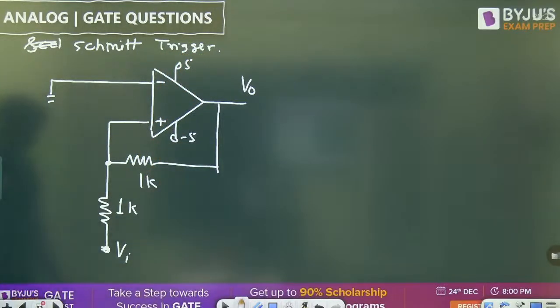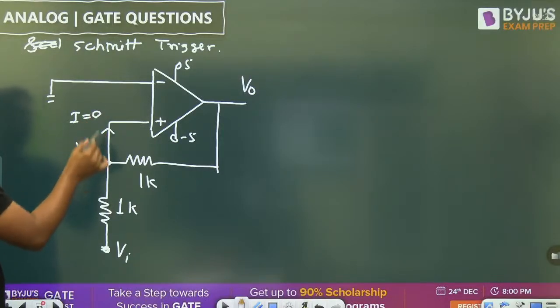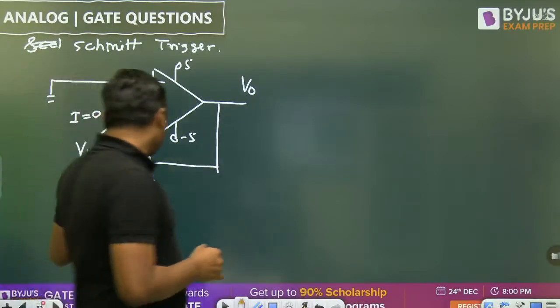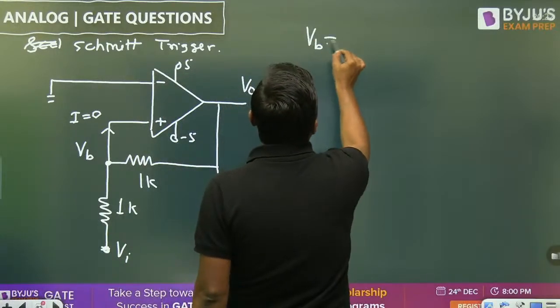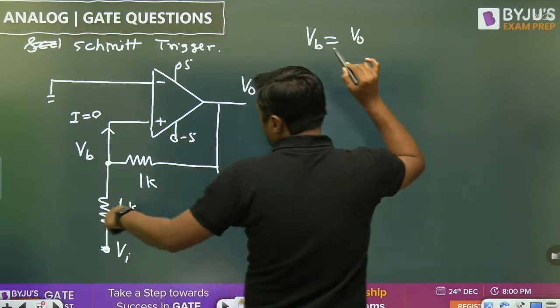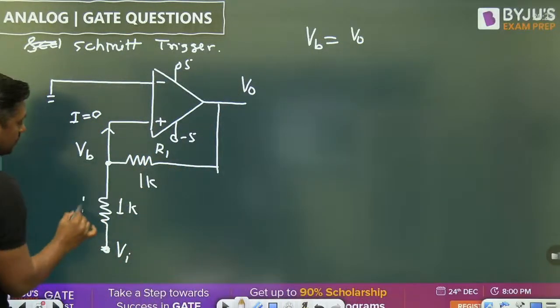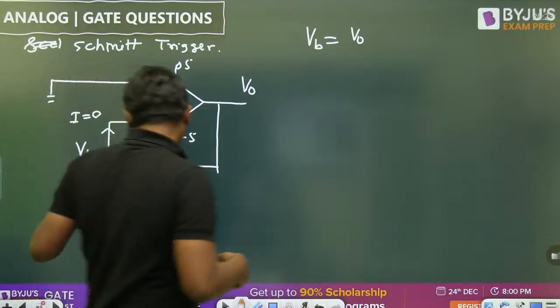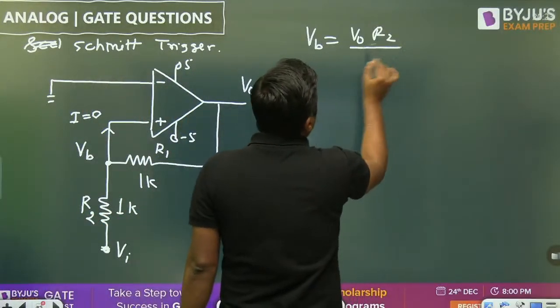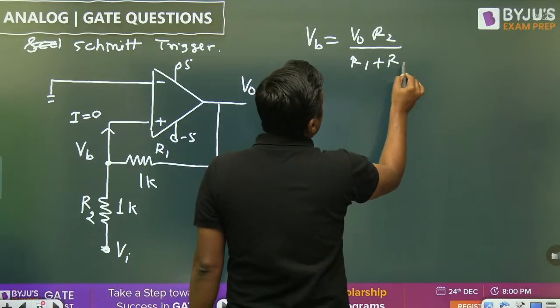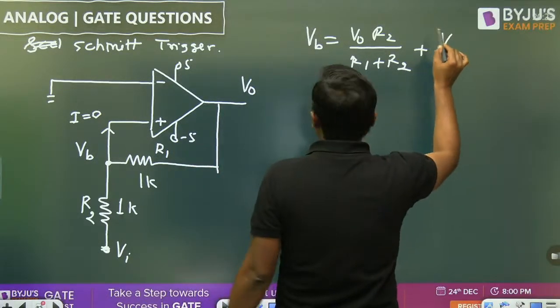Okay. Then first of all, find the voltage at this point. So what is the voltage at this point in terms of Vi and in terms of V0? You can write the KCL at this point. Remember, the current entering the operational amplifier is 0. Then we can find VB is equal to V0 into R2 divided by R1 plus R2. This is R1, this is R2. I am just writing a general formula, applying the voltage division rule.